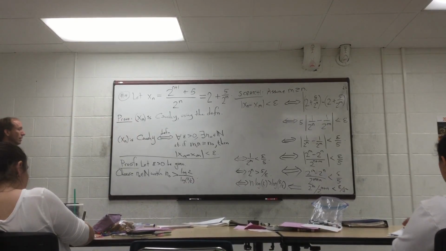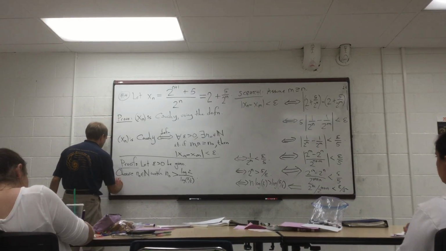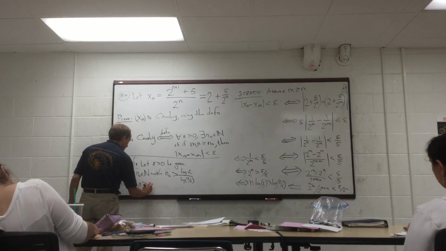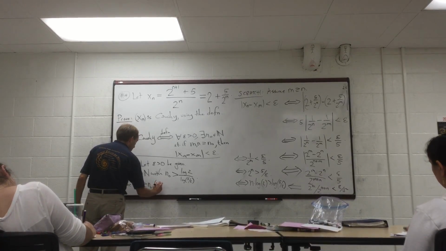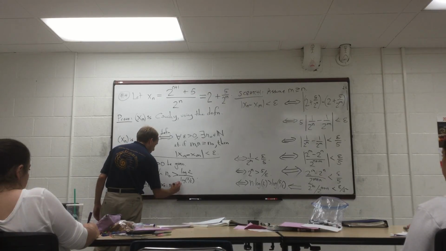You do that, and then you just say, all right, assume m and n are greater than or equal to n naught. And without loss of generality, you're also going to assume that m is greater than or equal to n.